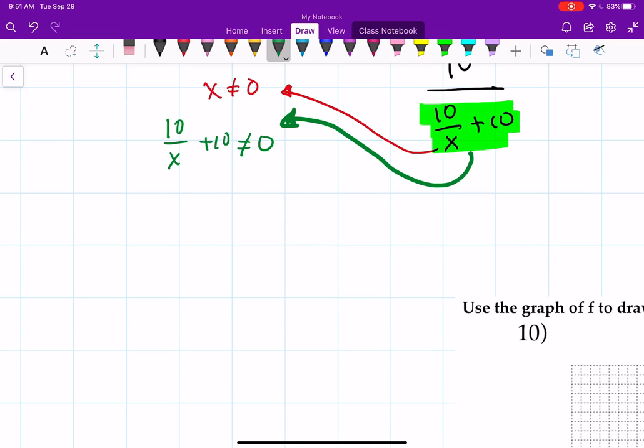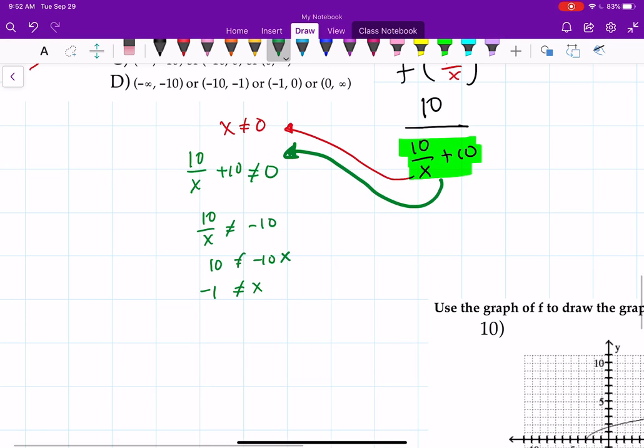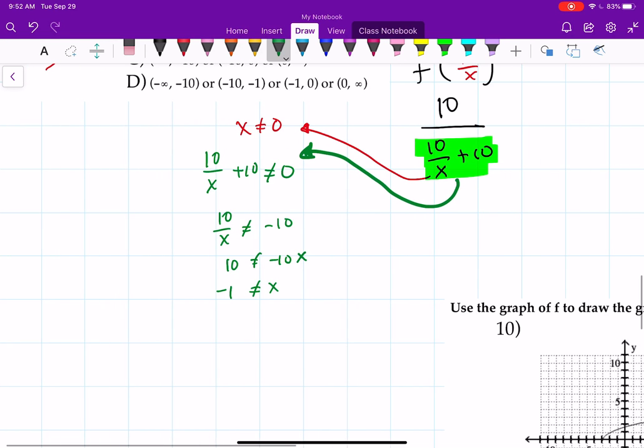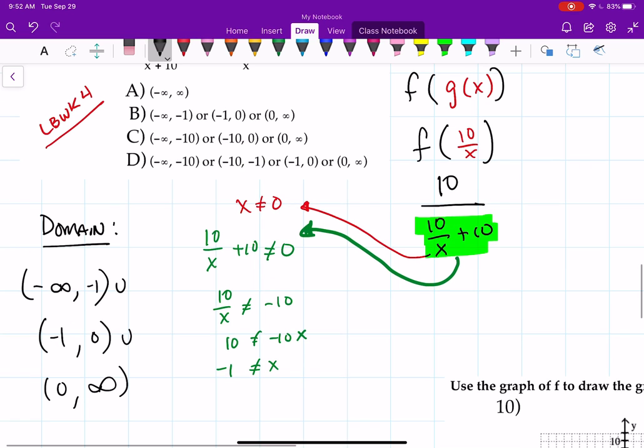This you can solve, okay? So I can bring the 10 over, so I got 10 over x equals negative 10. Multiply both sides by x, so I got 10 equals negative 10x. So x cannot equal negative 1, okay? So there is my 2 no-nos, right? So I can't have those 2, so that means my domain can be anything else except for 0 and negative 1. So that means I can go from negative infinity, ooh, that's awful. Let's try that again. From negative infinity to negative 1, union with negative 1 to 0, union with 0 to positive infinity, okay? Because the only thing I can't have is negative 1 and 0, all right? So it would be choice B, okay?